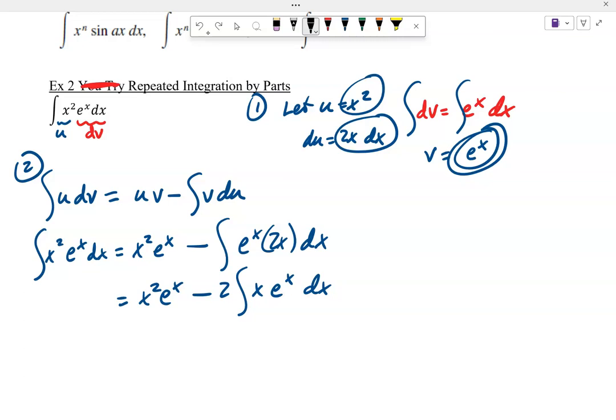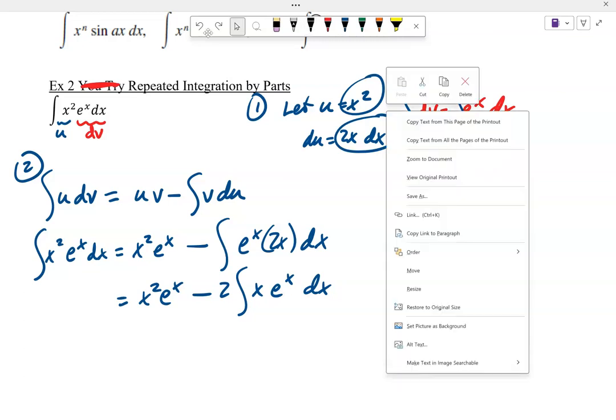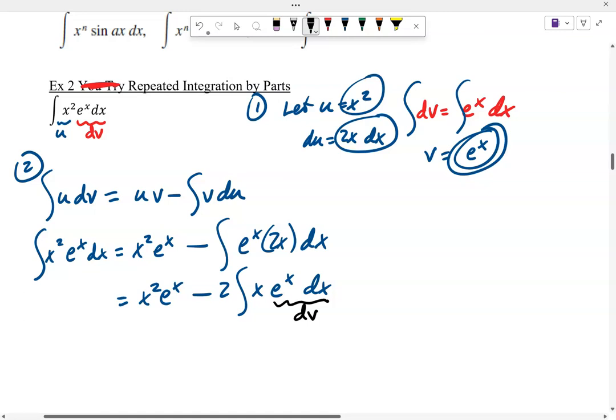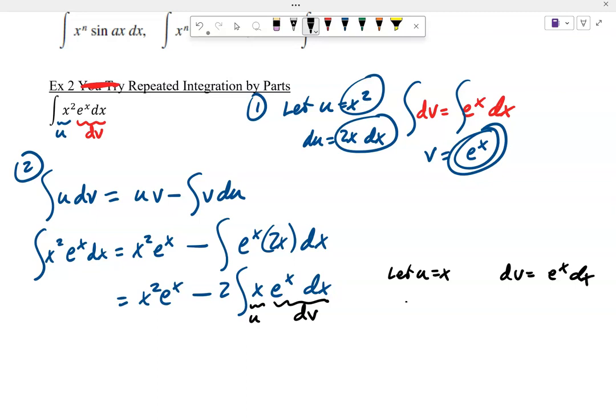But we already did x e to the x, right? So we know that integration by parts already works for this. We had already let dv be this part and u was that part, right? So let's go ahead, repeat the process. I'm going to let u be x and dv be e to the x dx. So du is 1 dx, and over here I have v equals 1 over ln of e to the x.